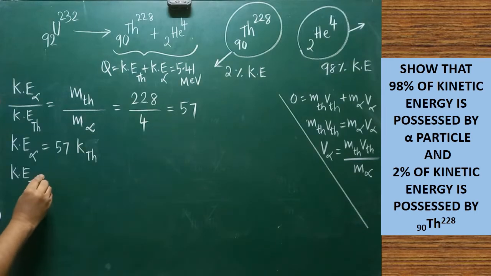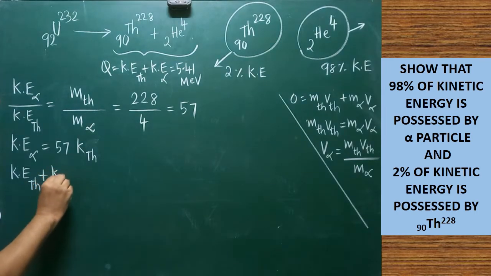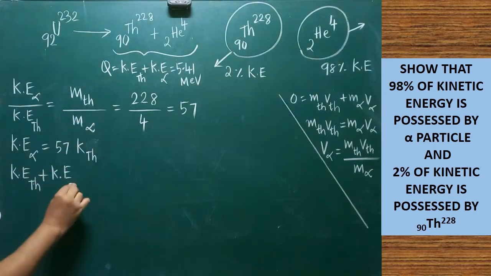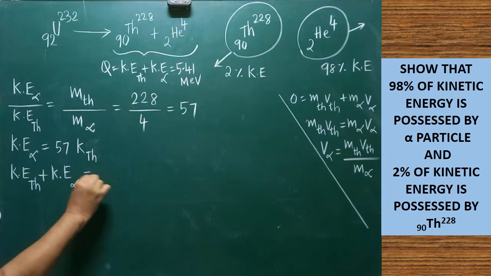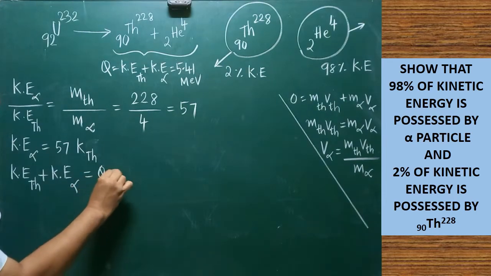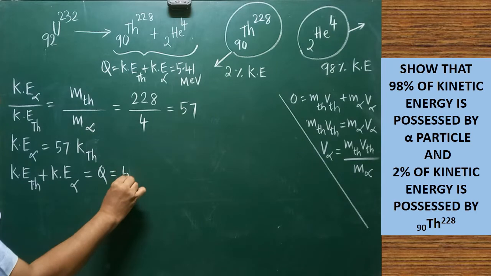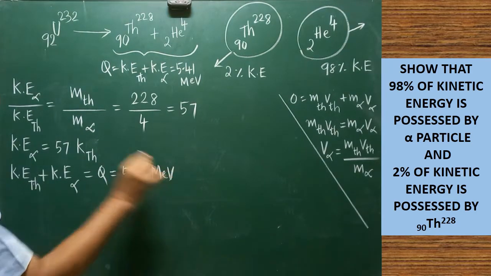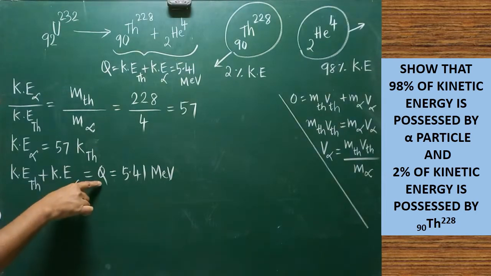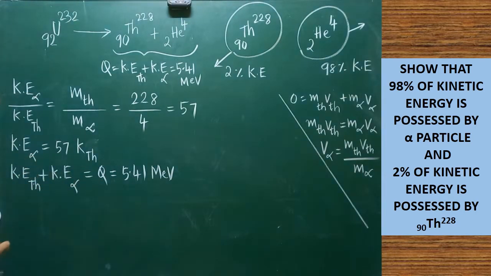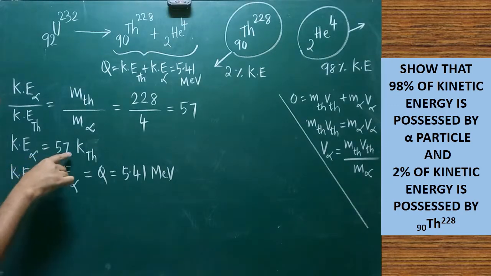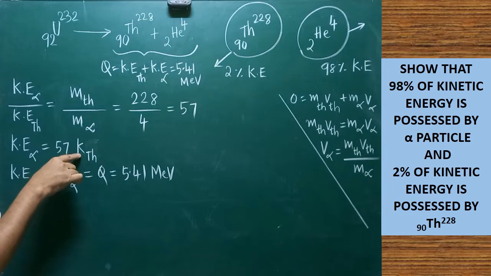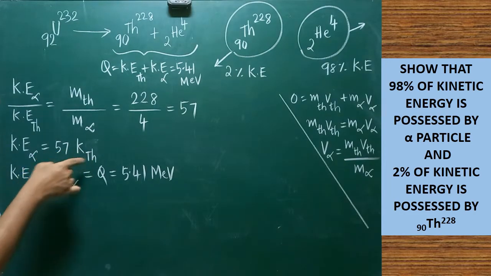Thorium, and the kinetic energy of the alpha particle, that is nothing but what? Disintegration energy, which is equal to 5.41 million electron volt. Just for understanding purposes, I have written the Q in between. Can you understand? Now we know very well that the kinetic energy of the alpha particle is how many times the kinetic energy of thorium? 57 times.